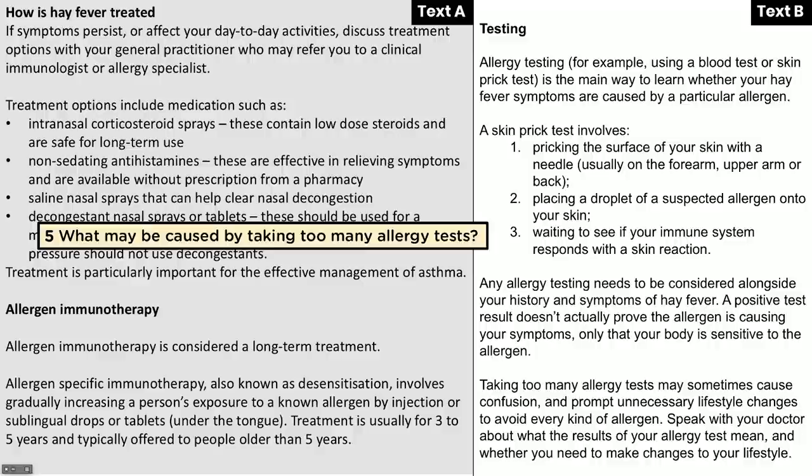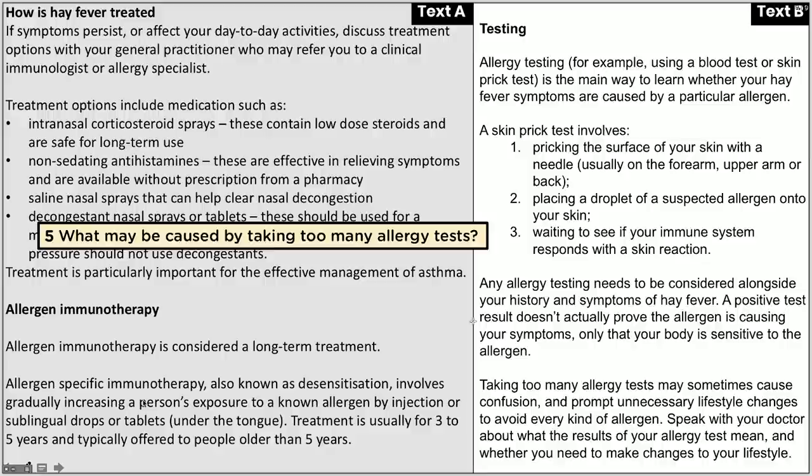Let's take a closer look at text B here. And I want you to look closely at this paragraph here. Remember, we're taking a word, a single word, or a short phrase, including a number perhaps, directly from the text.